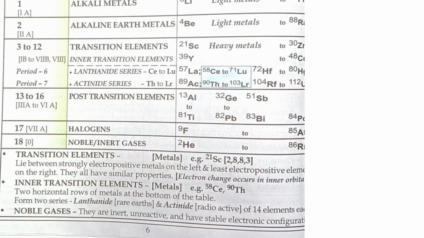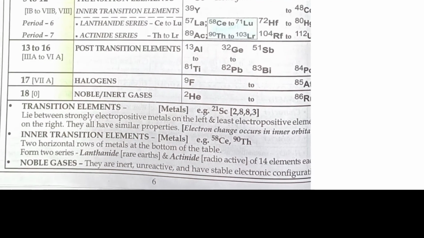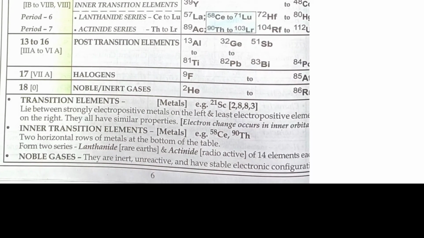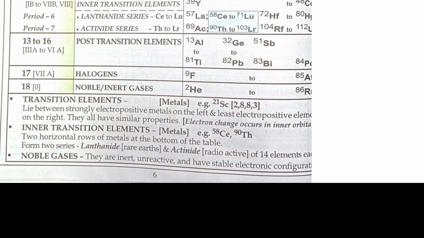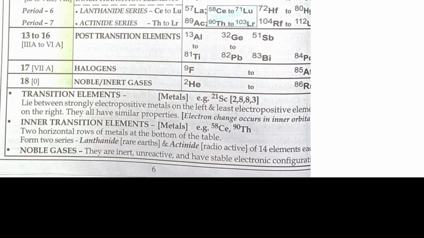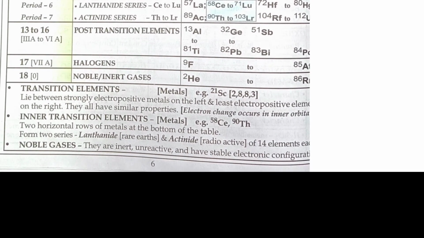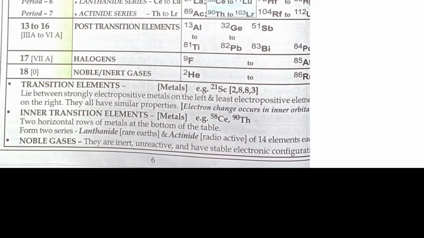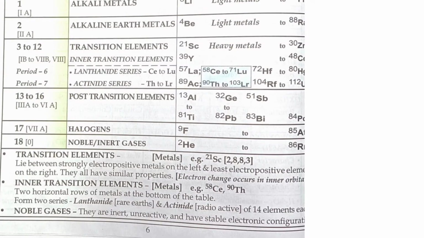Two horizontal rows of metals at the bottom of the table, and those two series are known as lanthanides and actinides. So you should know the names. What are transition elements, what are the lanthanide series, what are the actinide series, where they are placed. Periods 6 and 7 belong to the lanthanide and actinide series respectively. D block is groups 3 to 12. P block is generally said to be 13 to 18, and so on.